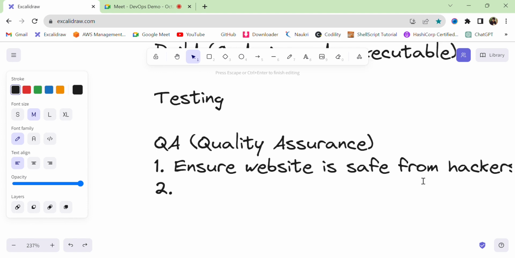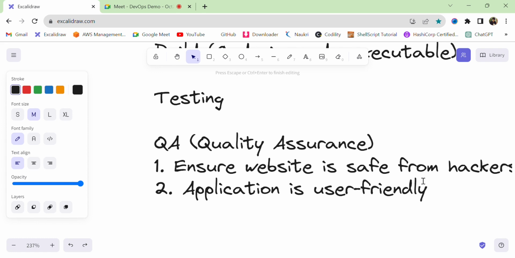And the second thing is that they will ensure that the particular website or application is user friendly. Obviously, if the application is not user friendly, then customers won't use it. You may have seen banking apps or any other applications made in such a way that they are user friendly. Even when we are using PhonePe or Google Pay, they are made so user friendly that anybody is able to use these applications. So that is the role of the QA team.